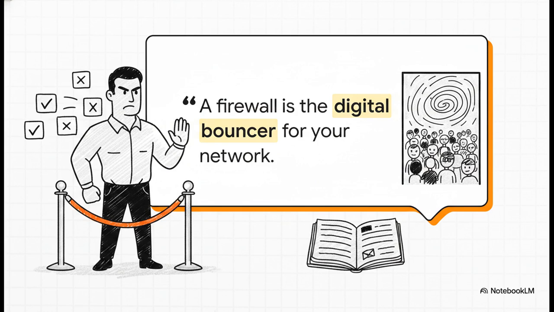I love this analogy because it just makes so much sense. Seriously, think of a firewall as the bouncer at a club. It's checking everyone's ID, that's the data packets, against the guest list, that's the rule set. If your name's not on the list, you are not getting in. It's a really simple, memorable way to lock this concept down in your head.